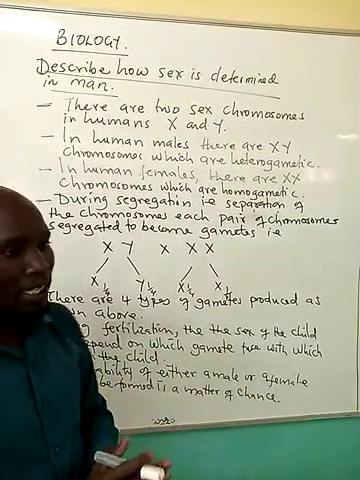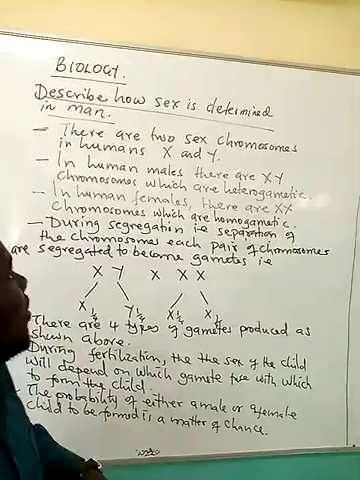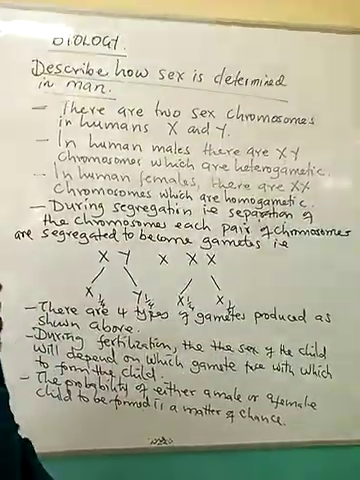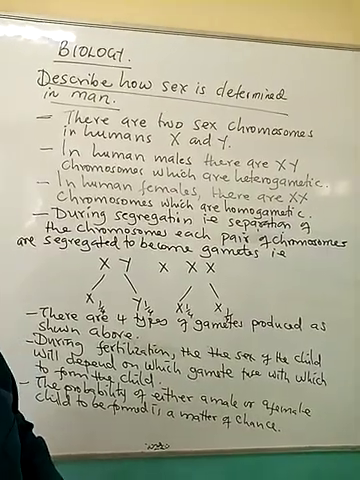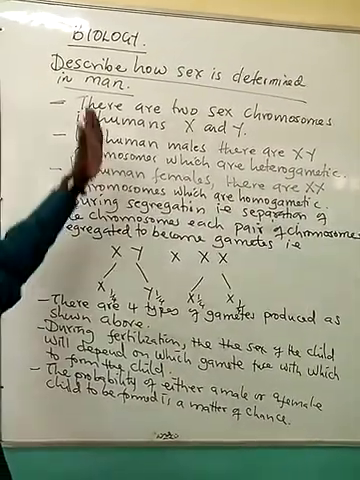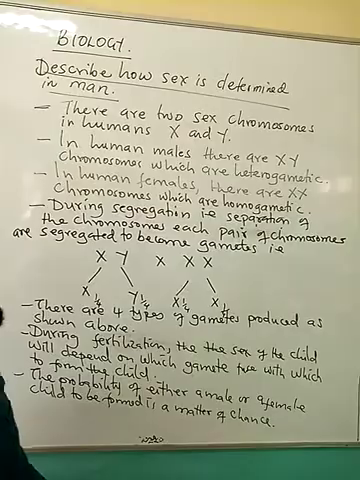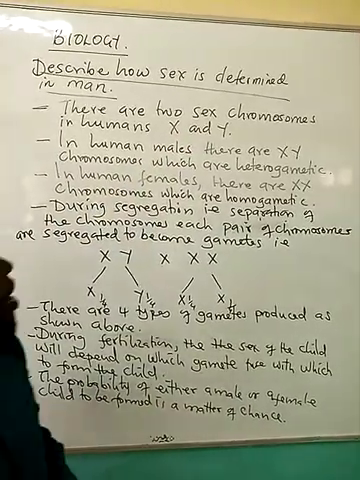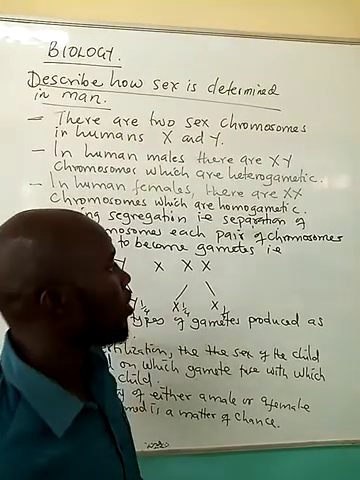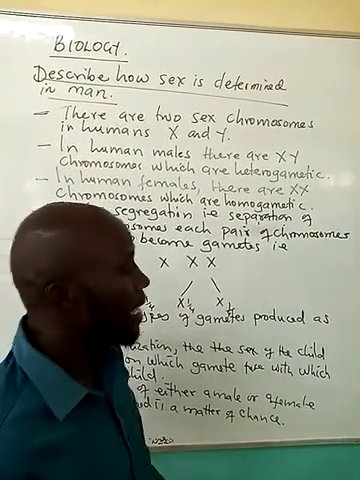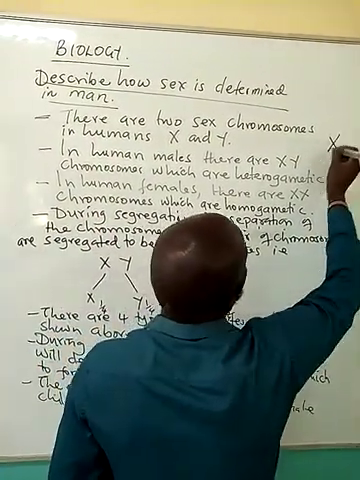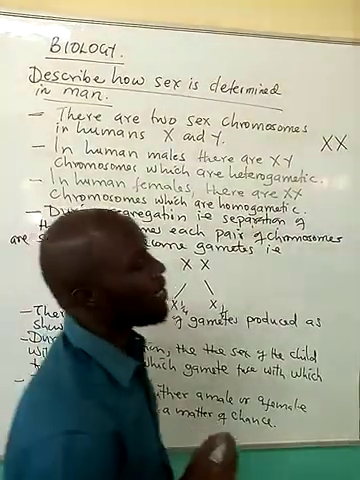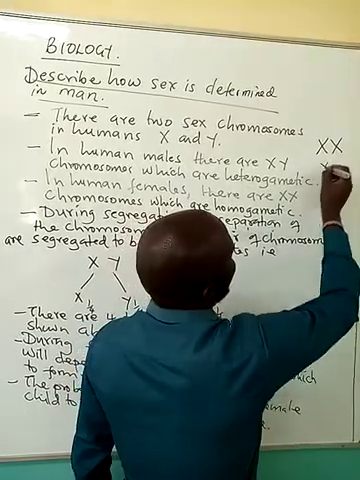First of all, we have to understand that in the total number of chromosomes, that is 46 chromosomes in human beings, only 2 are sex chromosomes. So we say that there are 2 sex chromosomes in human, that is X and Y. And a female is always homozygous XX. Then a male is heterozygous XY.